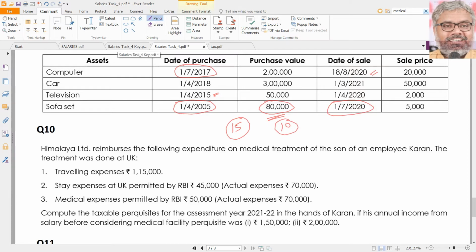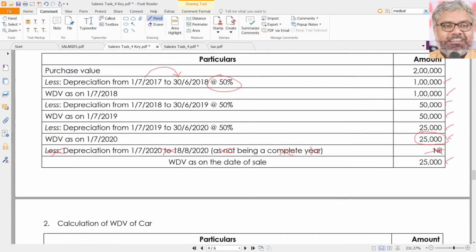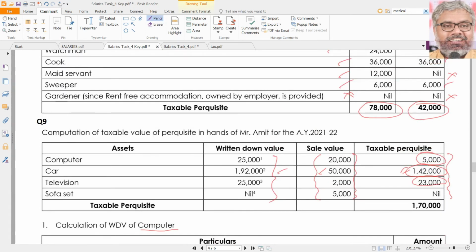So for a zero valued asset, whatever the amount collected from the employee, that doesn't matter. Don't take negative value of perquisite and all. So this 5,000 is irrelevant since this value is nil. Finally, the value of perquisite is also nil. So the total of all this is going to be 1,70,000.